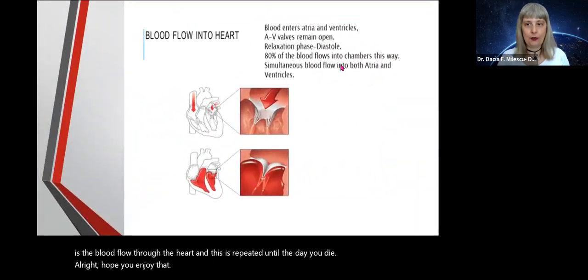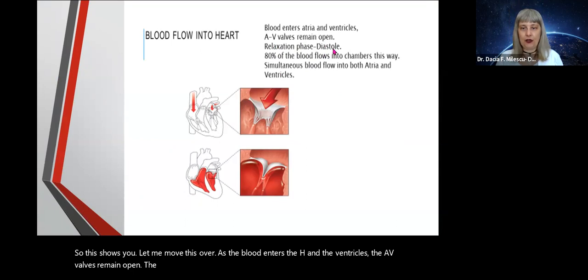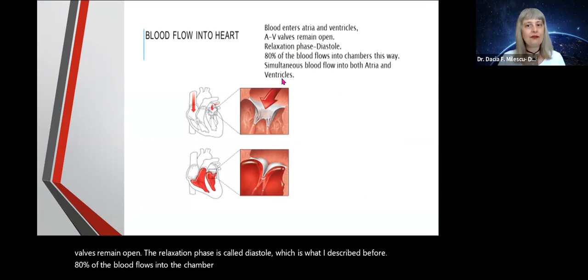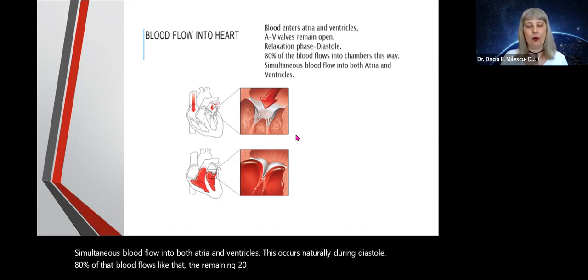So this shows you, let me move this over. As the blood enters the atria and the ventricles, the AV valves remain open. The relaxation phase is called diastole, which is what I described before. 80% of the blood flows into the chambers this way. Simultaneous blood flow into both atria and ventricles. This occurs naturally during diastole. 80% of that blood flows like that. The remaining 20% is only going to happen if the atria contract.